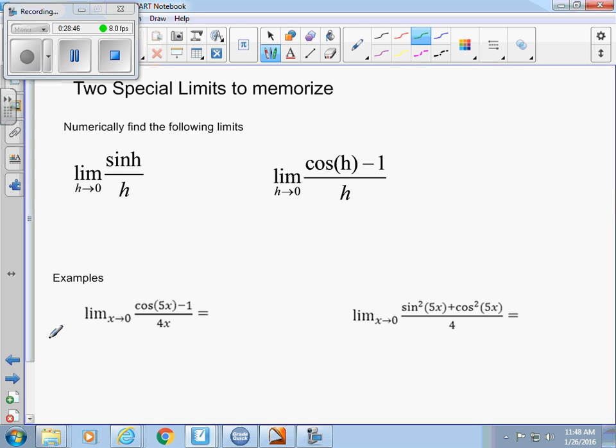Okay. So if we don't finish these today, we will tomorrow. There are 2 special limits we're going to talk about and memorize. Okay, and on this first sheet, because we did not get to those 2 special limits, there are a couple problems you won't get to work on.